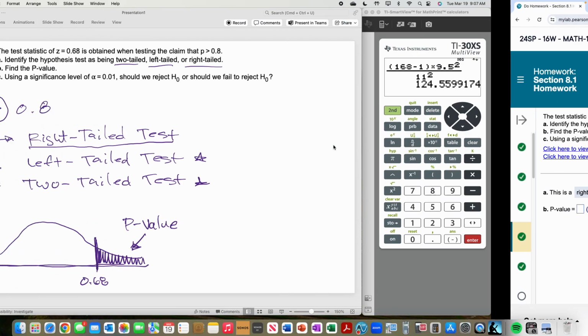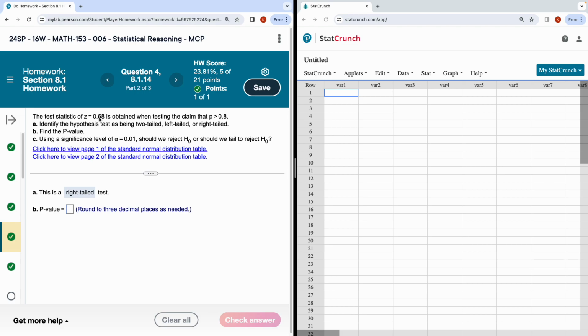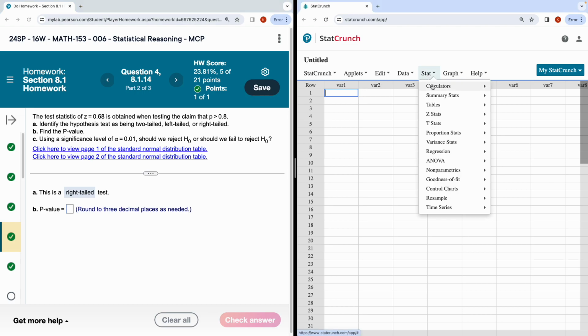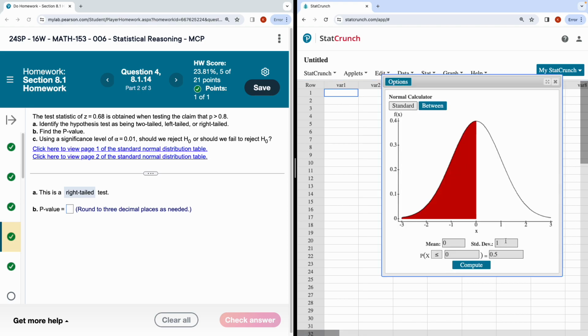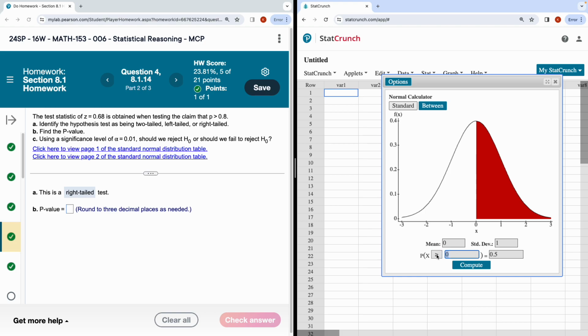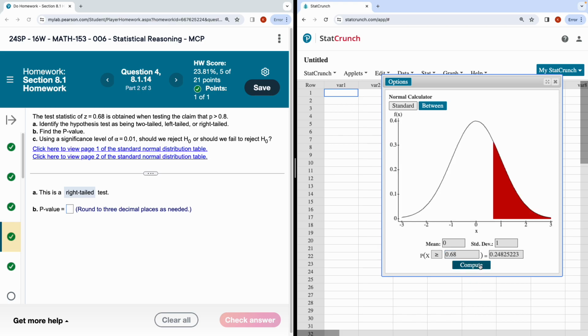So remember that for our p-value, our test statistic is 0.68, and it's listed right here, 0.68. So I'm going to go Stat, Calculators, and since this is a z-score, I'm going to open my normal calculator. I'm going to leave my mean and my standard deviation for the standard normal distribution. I'm going to change my inequality to be greater than or equal to, and then I'm going to look up 0.68. And when I hit compute, this picture should match what it is I'm looking for. Right? This red is the area to the right of 0.68.